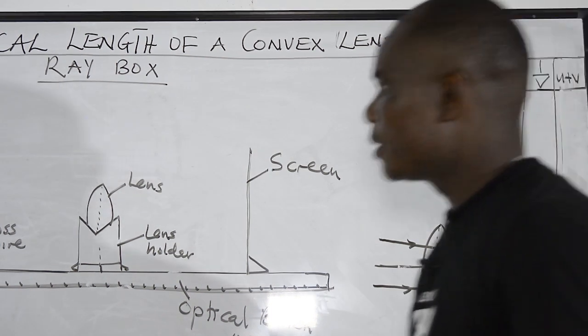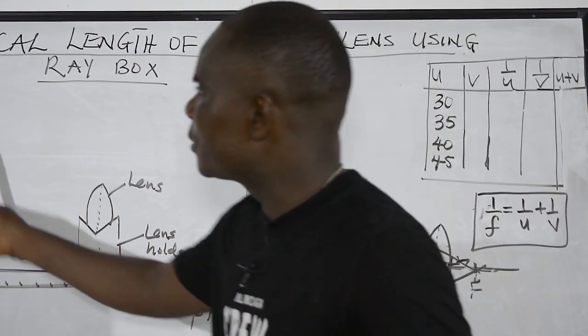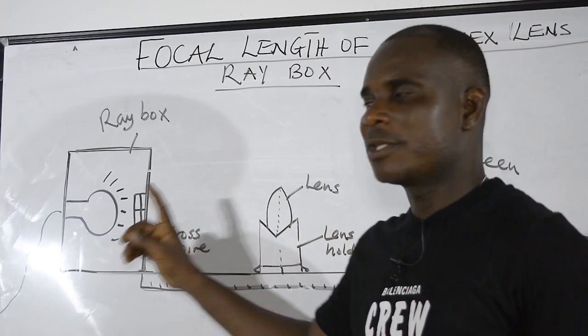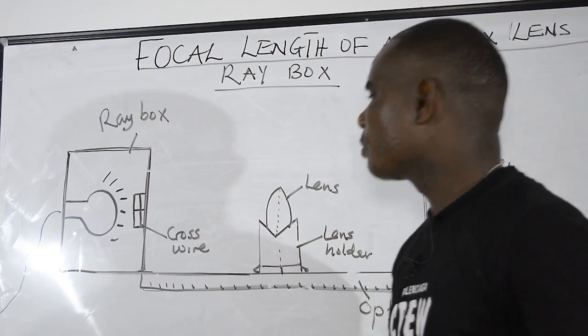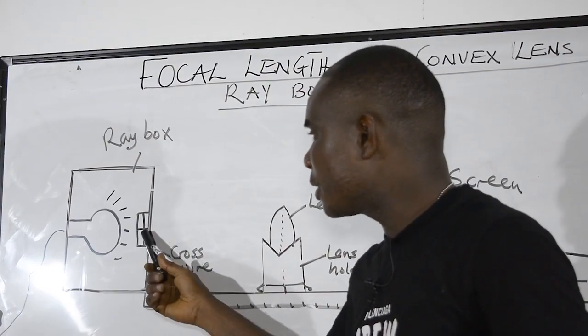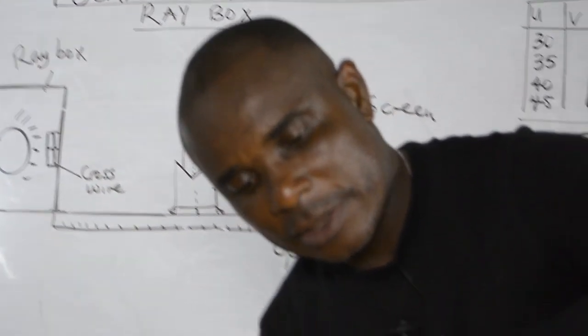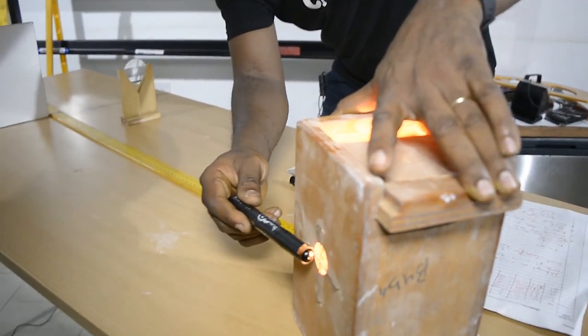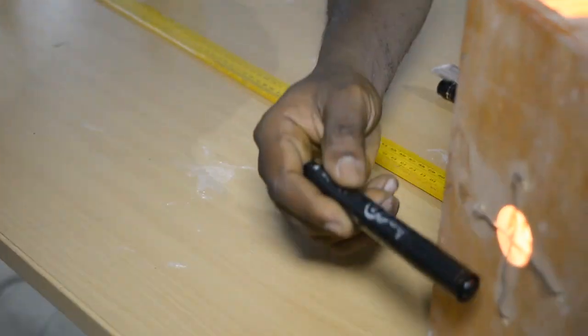So now we go to the apparatus themselves. First, this is the ray box. The ray box is going to produce the illumination that is going to illuminate the cross wire. The cross wire is the object. So if you look, this is the ray box, and you have these cross wires. These cross wires are going to be the object.